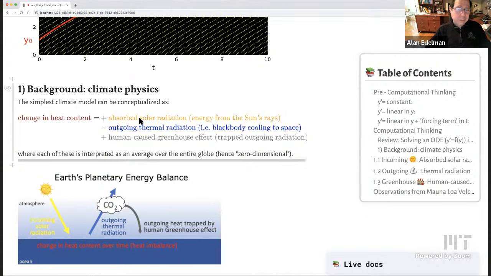One is simply the absorbed solar radiation, the energy that comes directly from the sun's rays. So that will actually increase heat, right? We're getting heat from the sun. To balance that out, there's going to be outgoing thermal radiation, and that's basically the heat on the Earth escaping back to space. It's not staying with us on Earth.